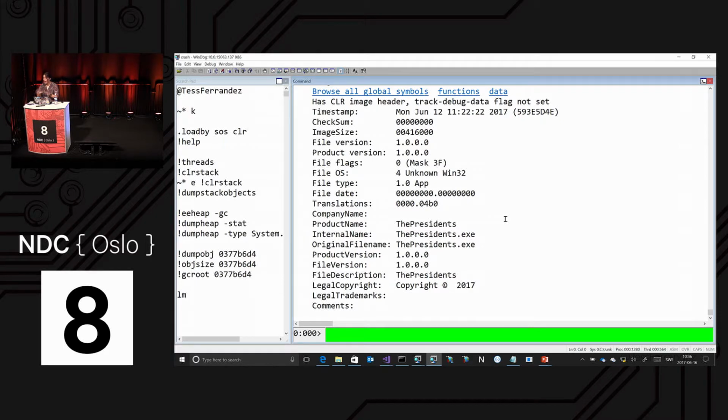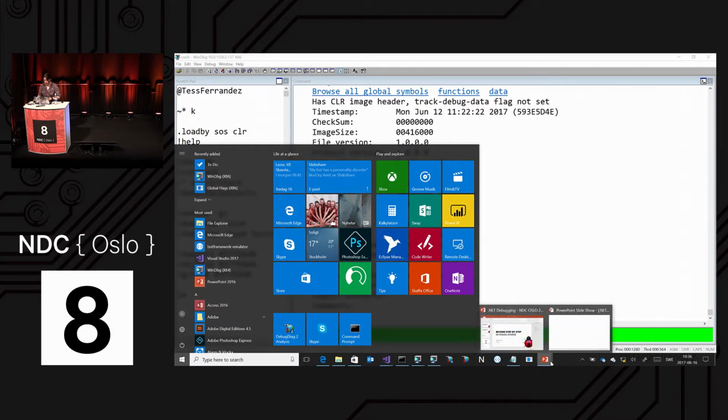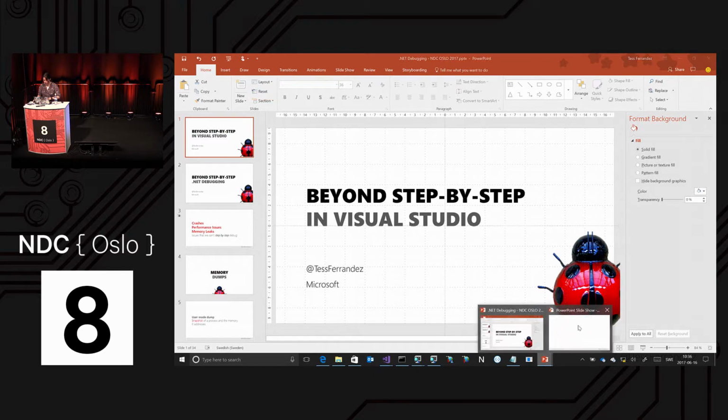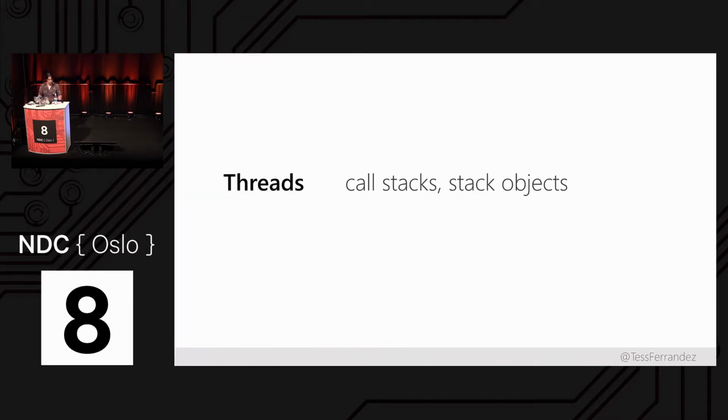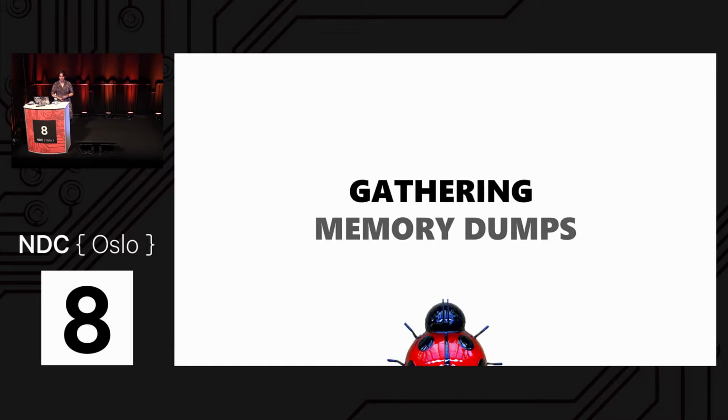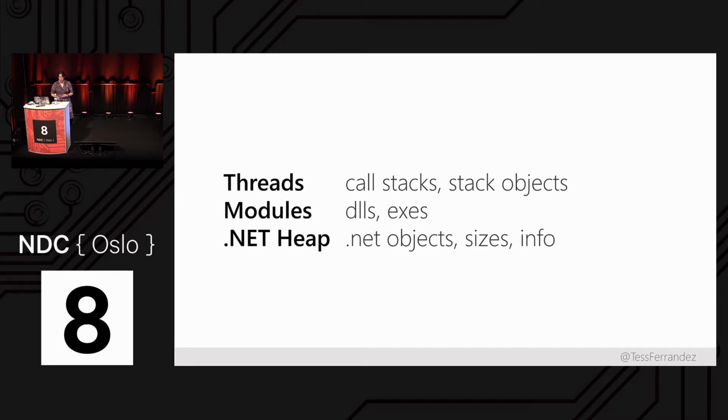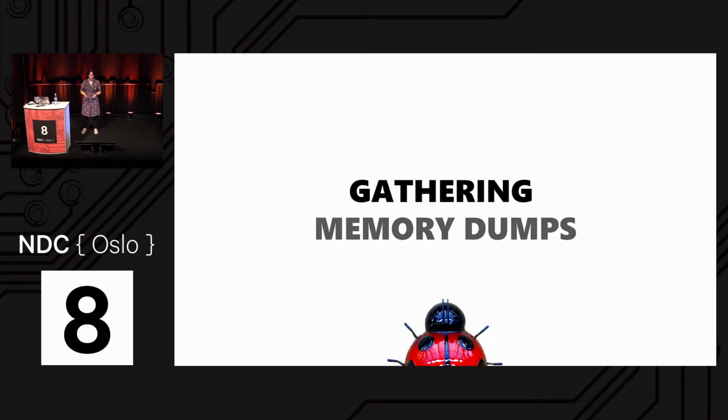So that is the magic of dumps. You can get to anything that's in the process, and because .NET works as it is, you can enumerate every single object in the process. So let's go back and have a look at where we are. So we can see the threads, call stack objects, modules, .NET heap, and that's all cool. But when you troubleshoot a memory issue or a crash or something like that, it's important to get the memory dump at the right time. So we'll take just a few minutes to look at how you collect a memory dump.